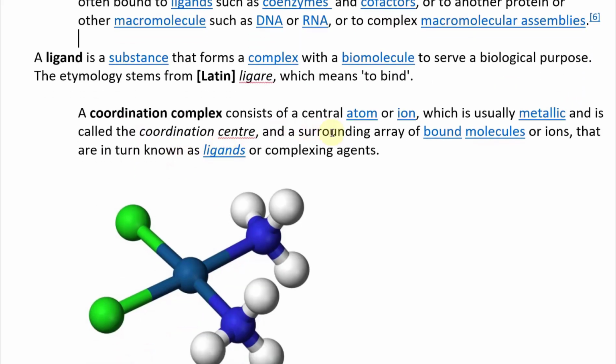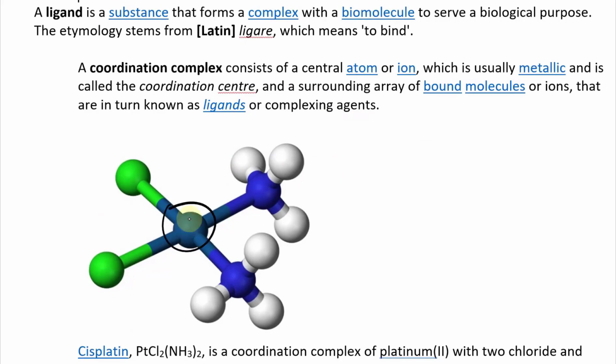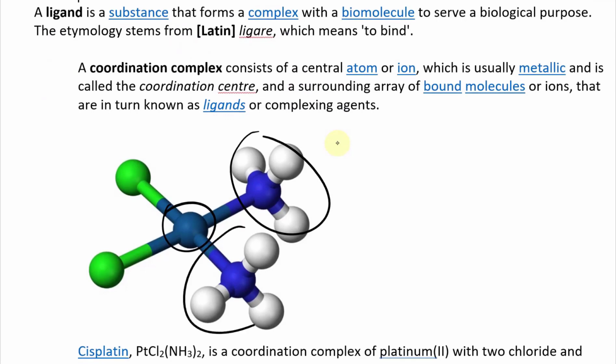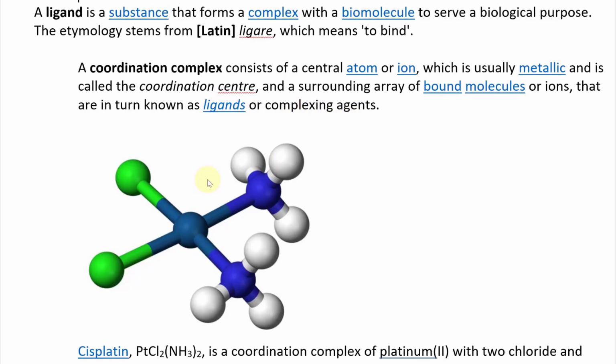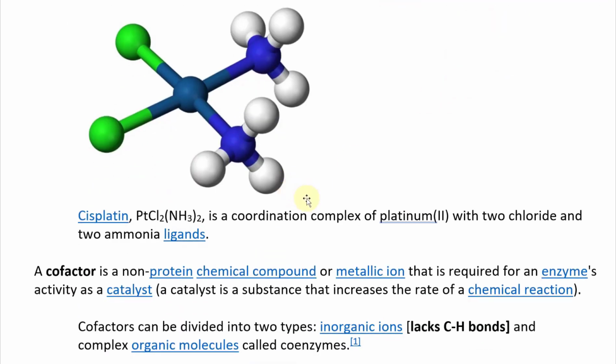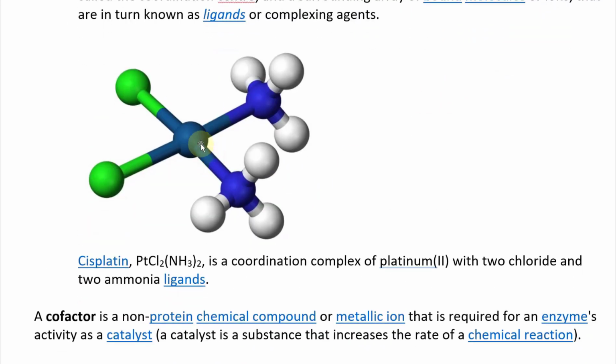So a coordination complex consists of a central atom or ion, which is usually metallic and is called the coordination center, and a surrounding array of bound molecules or ions that are in turn known as ligands or complexing agents. So here's a central one, and a whole bunch of ligands here. A ligand is a substance that forms a complex with it. So ligands are complexing agents, making a complex of this atom, which is usually metallic, or a metallic ion, such as iron and so on.